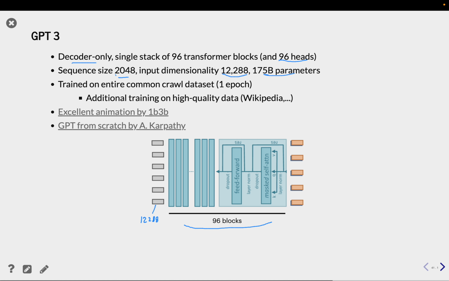This was trained on the entire Common Crawl dataset in a single epoch, so a single pass through all the text on the internet. And then they did some additional training on high quality data from Wikipedia and other sources. There's an excellent animation by 3Blue1Brown, so definitely check it out. And also a very nice tutorial by Andrej Karpathy on how to build GPT from scratch. So definitely check that out as well.